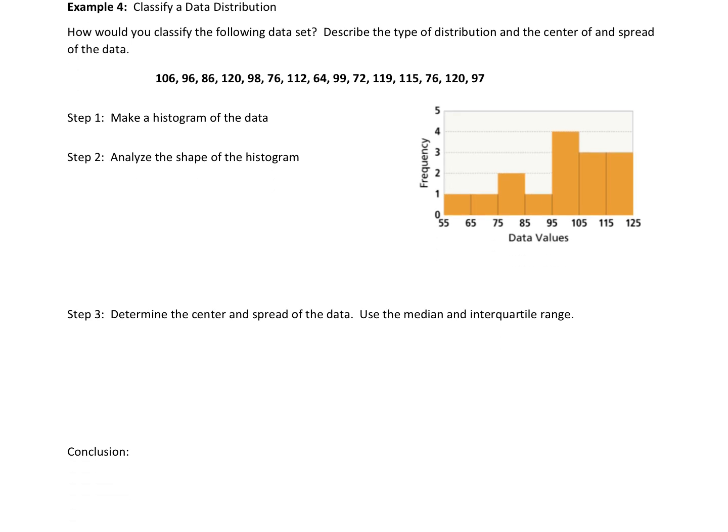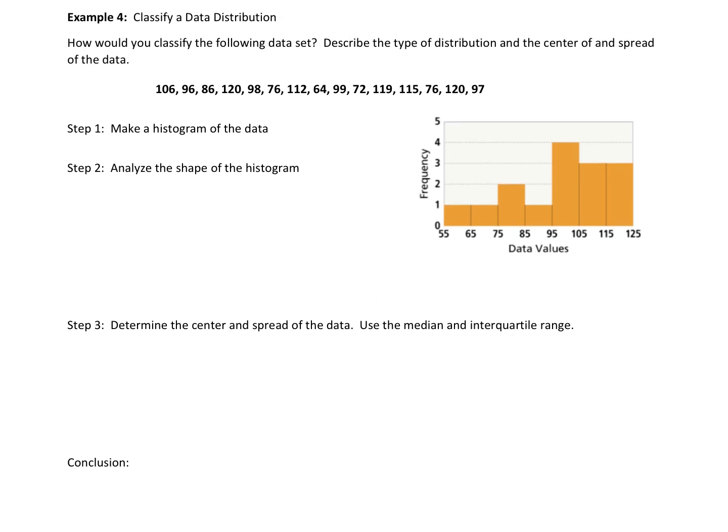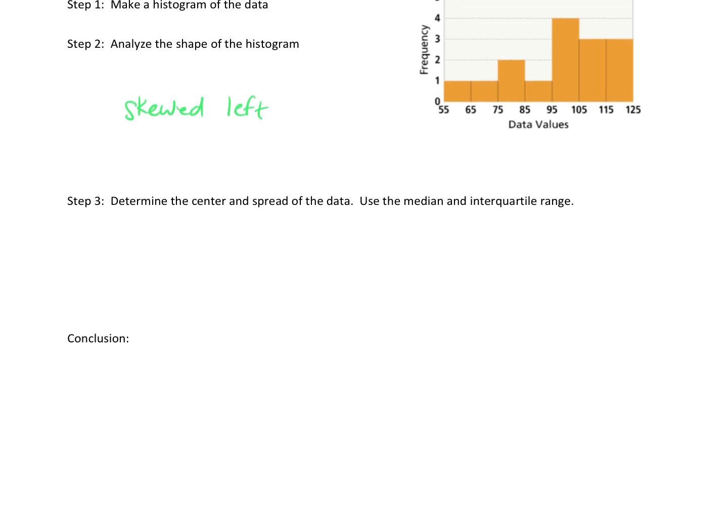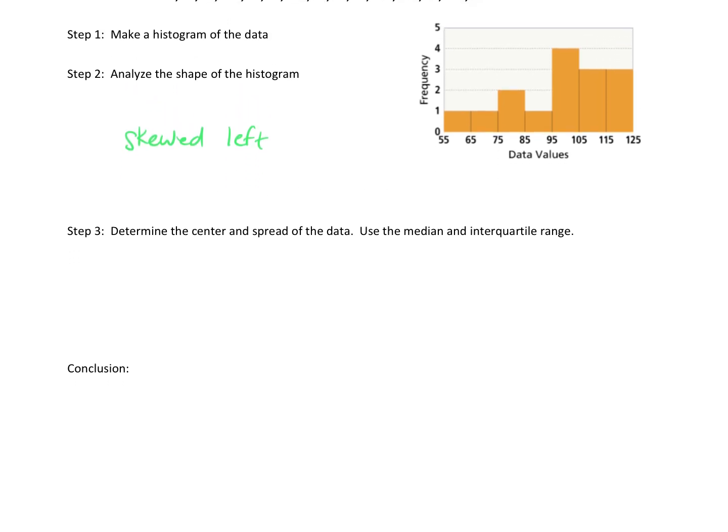Is it symmetric? No, it is not. Is it skewed to the right or to the left? What we notice is that it is skewed to the left. It is stretched in that negative direction. So the shape of the histogram is skewed left. Step 3, determine the center and spread of the data.